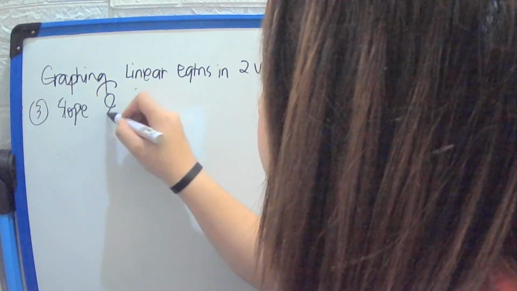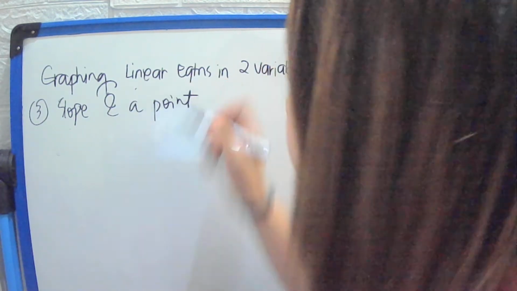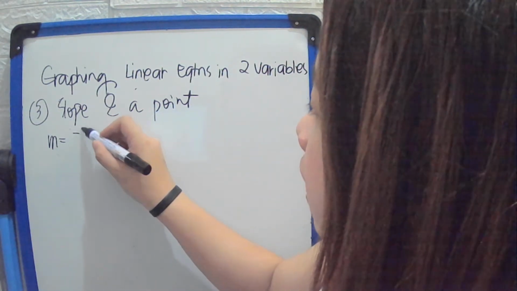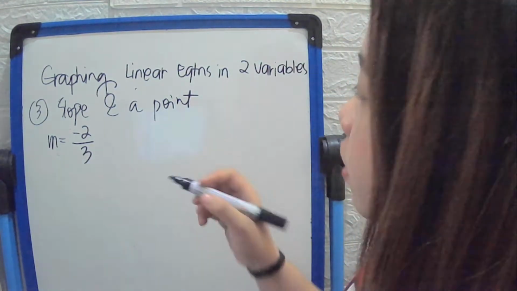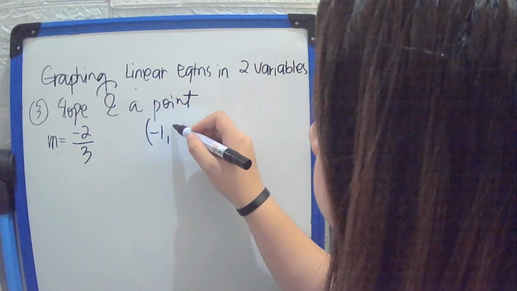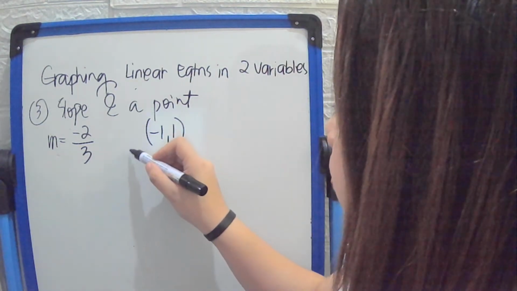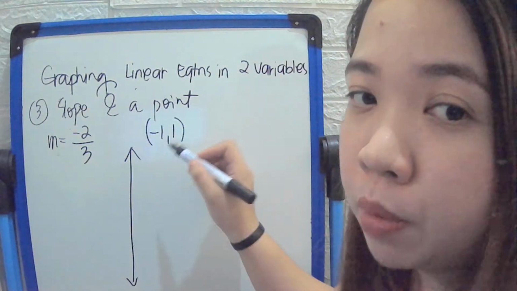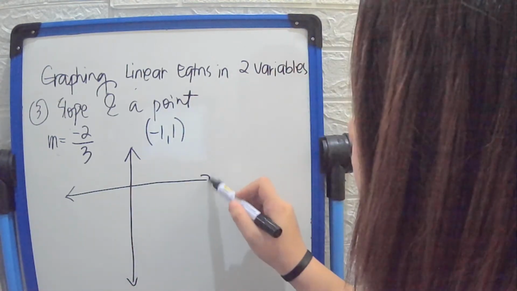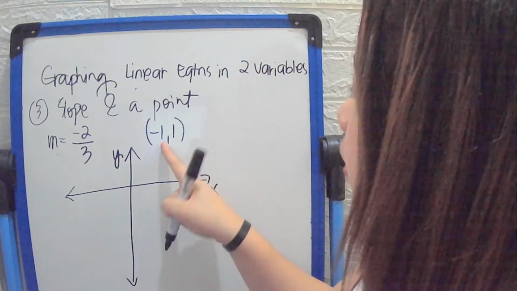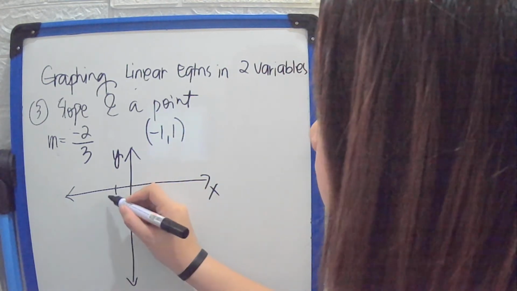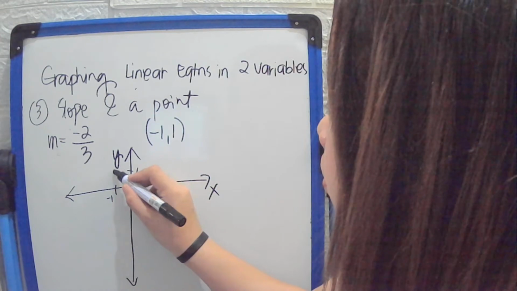You're given the slope and a point. So, let us say that your slope is negative 2 over 3. And your point must be an ordered pair. Let us say negative 1, 1. So, what you're going to do is to plot that point in the Cartesian plane. So, negative 1, 1. So, let's put this here. This is your x-axis and then your y-axis. You plot this point. Negative 1 for x, positive 1 for y. So, here is our starting point.